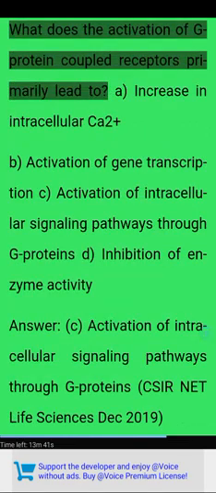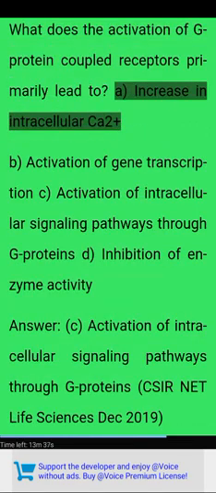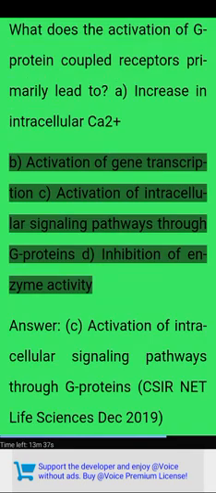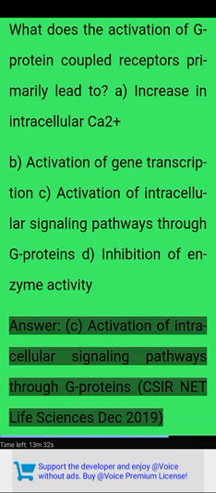What does the activation of G protein coupled receptors primarily lead to? A. Increase in intracellular Ca2+. B. Activation of gene transcription. C. Activation of intracellular signaling pathways through G proteins. D. Inhibition of enzyme activity. Answer: C. Activation of intracellular signaling pathways through G proteins. CSIR NET Life Sciences, December 2019.